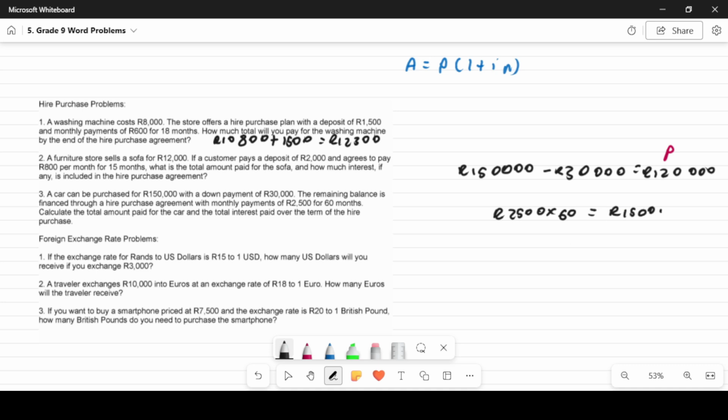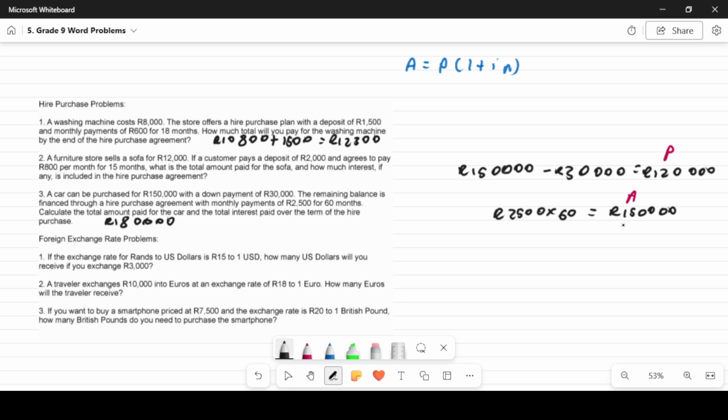150,000. So what is this 150,000? It represents the A amount. So calculate the total amount paid for the car and the total interest paid over the term for the hire purchase. The total amount that you'll pay for the car is this 150,000 plus the 30,000. So you paid a total of 180,000.